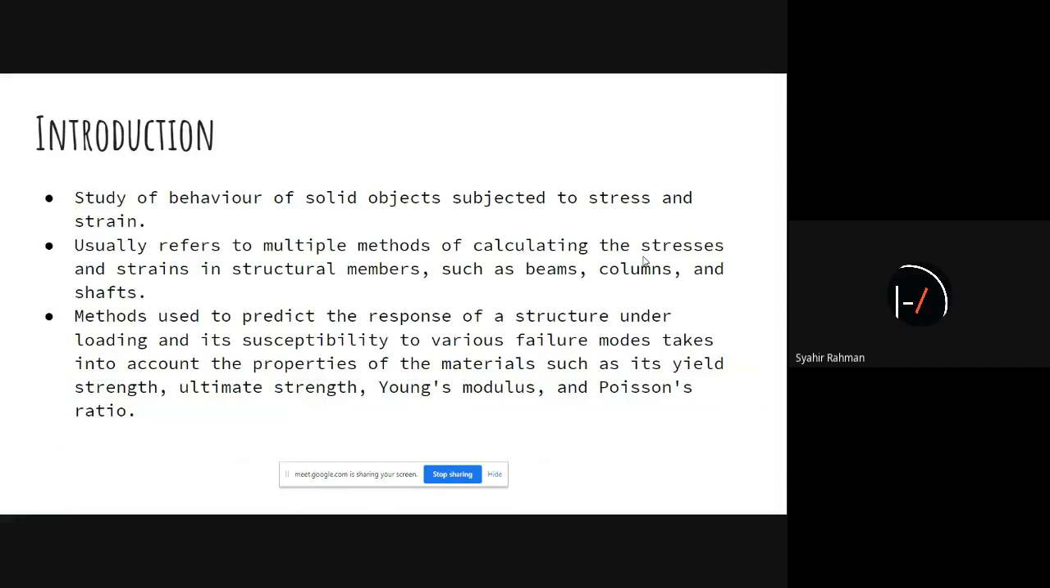Usually it refers to multiple methods of calculating the stresses and strain in structural members, such as beams, columns, and shafts. Methods used to predict the response of a structure under loading and its susceptibility to various failure modes take into account the properties of the material, such as its yield strength, ultimate strength, Young's modulus, and Poisson's ratio.